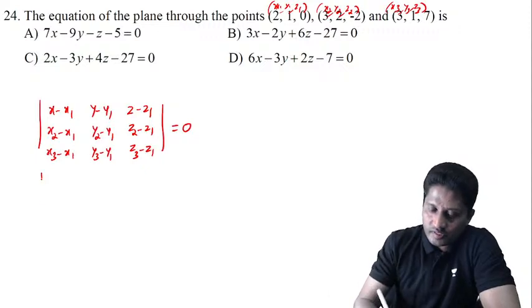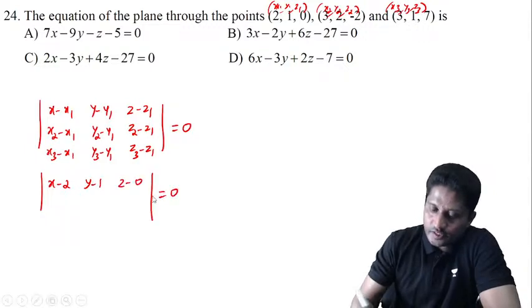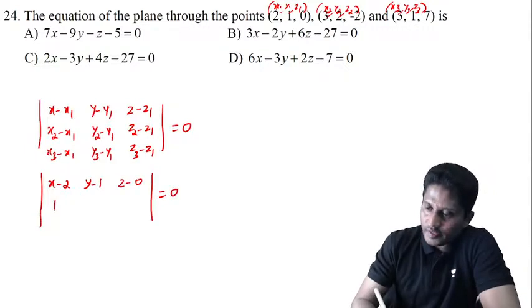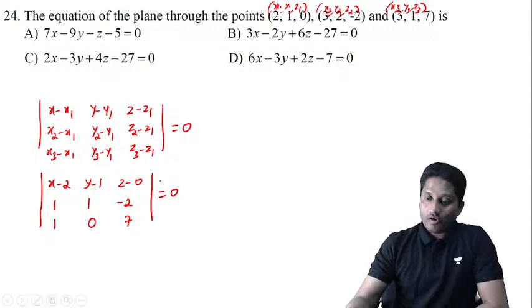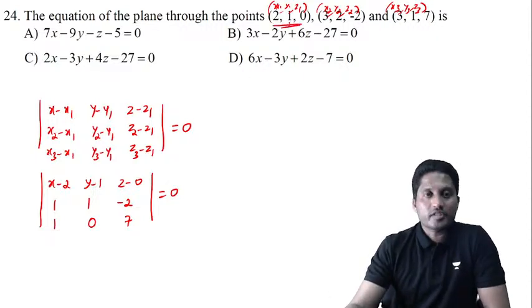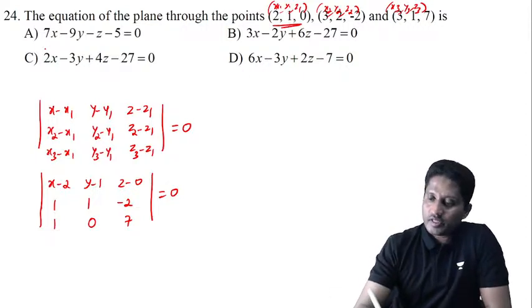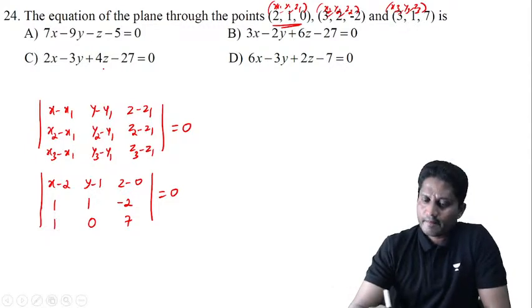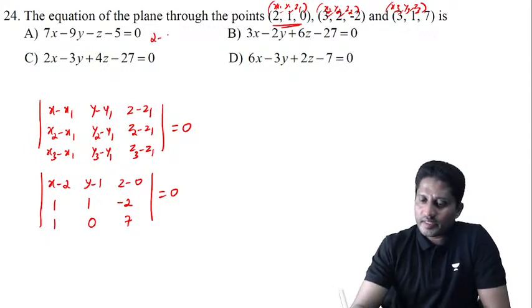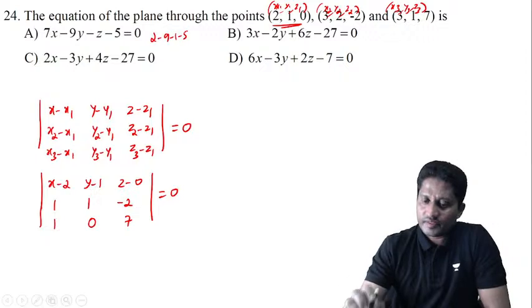See, you substitute in this, you get x minus x1, y minus y1, z minus z1. x2 minus x1 is 1, y2 minus y1 is 1, z2 minus z1 is minus 2. x3 minus x1 is 1, y3 minus y1 is 0, z3 minus z1 is 7. You expand, you get the answer. Or you take any one of the points, so (2, 1, 0), and substitute in the options. You will get 2 minus 9 minus 1 minus 5. No, it won't be 0.